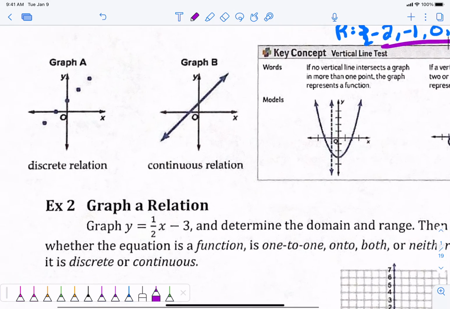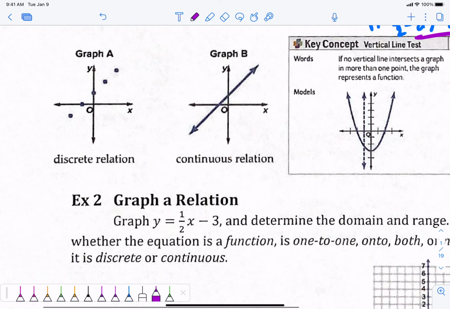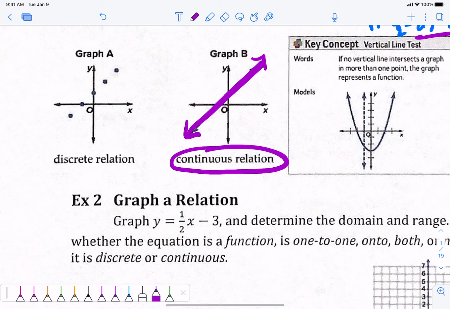I kind of alluded to this at the top, where we have graph A and graph B. Graph A and graph B are kind of similar to each other, except in graph B you are connecting the dots. We'll talk about a scenario of why you would want to connect the dots and why you would not later. But this is called a continuous function because it continues on and it is touching every single value in between any two dots. This one is called discrete.